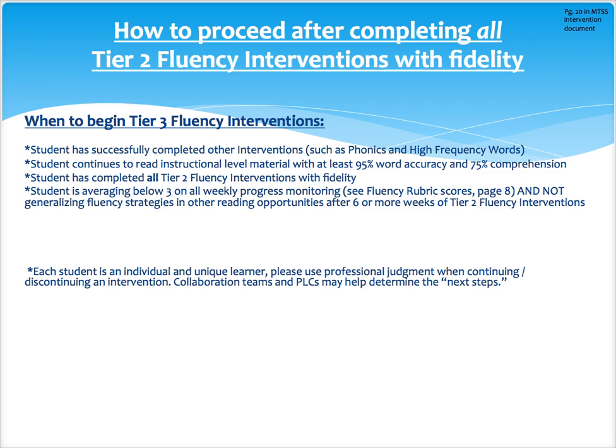So here's when you begin Tier 3 fluency interventions, and there's tracking and echo reading. You'll want to do this when students have successfully completed other interventions. The student continues to read instructional level material with good word accuracy and comprehension. They've completed all Tier 2 fluency interventions with fidelity, and the student is averaging below a 3 on the weekly progress monitoring, which is using the fluency rubric, and not generalizing those strategies in other reading opportunities after 6 or more weeks of the Tier 2 fluency interventions.